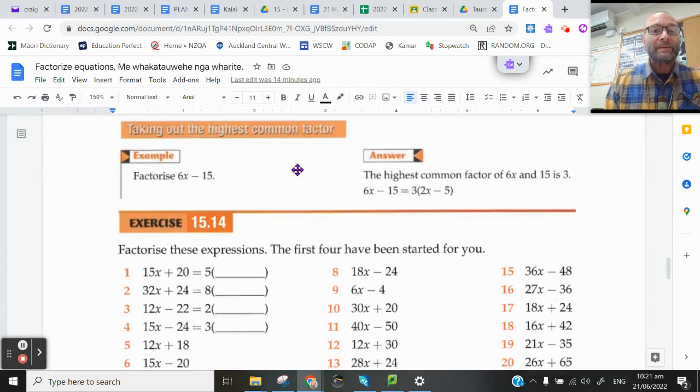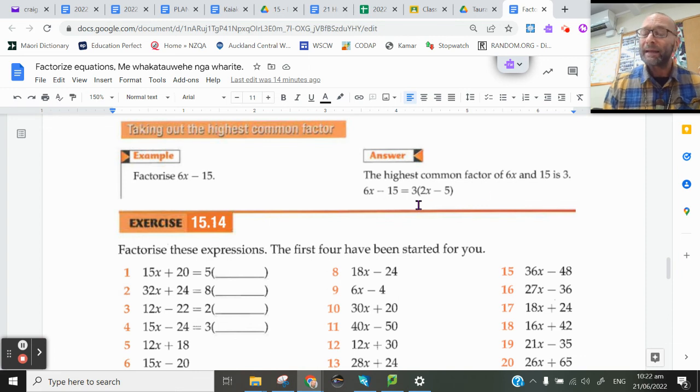Okay, so taking out the highest common factor, 6x minus 15. Well, the highest common factor of 6x and 15 is 3. So that 3 goes outside the brackets, and each one of the two terms will each be divided by the 3. So 6x divided by 3, 2x. And negative 15 divided by 3, that's where the negative 5 came from.